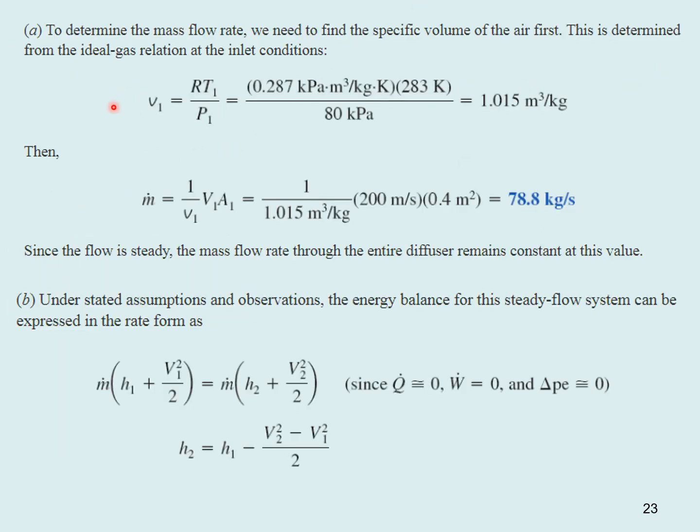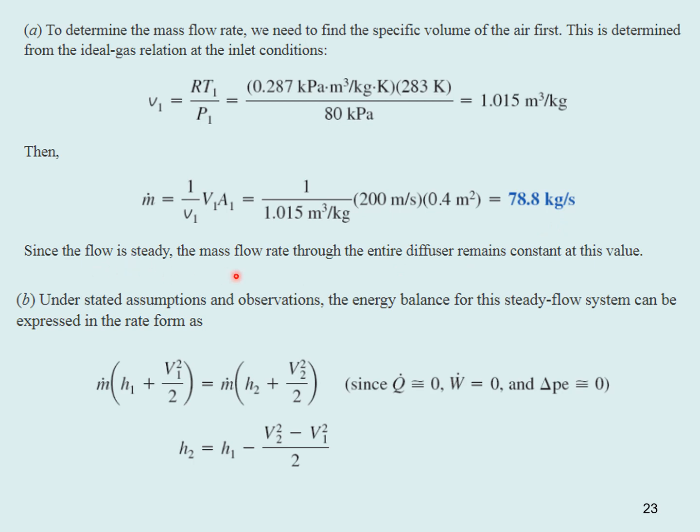To determine the mass flow rate, we need to find the specific volume of the air first. We can do this from the ideal gas relationship because we're treating air as an ideal gas. So the specific volume is RT over the pressure. Look back in the last chapter if you don't remember how to use the ideal gas law here. Here's the ideal gas law constant. The temperature we have to plug in has to be the absolute temperature. Here's the pressure, so we can calculate the specific volume. Then the mass flow rate is simply easy to calculate. Again, we can look up the v1 we calculated. The velocity is given, the area is given, so we can calculate the mass flow rate.